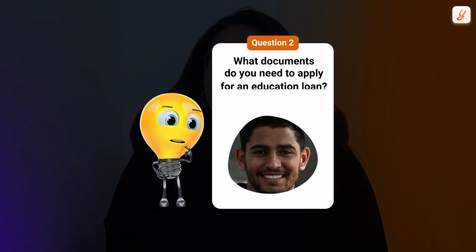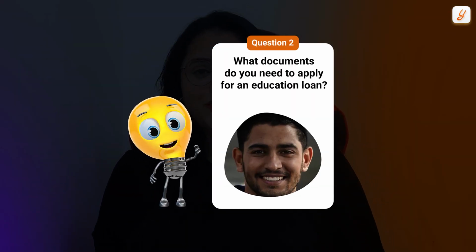Number 2. What documents do you need to apply for an education loan? Of course, different lenders may have different exact requirements, but the baseline usually tends to be proof of admission, mark sheets, proof of income, identity proof, address proof, among many other documents.